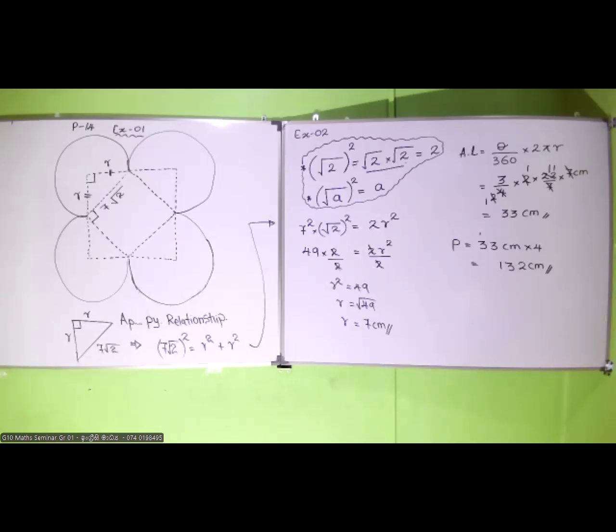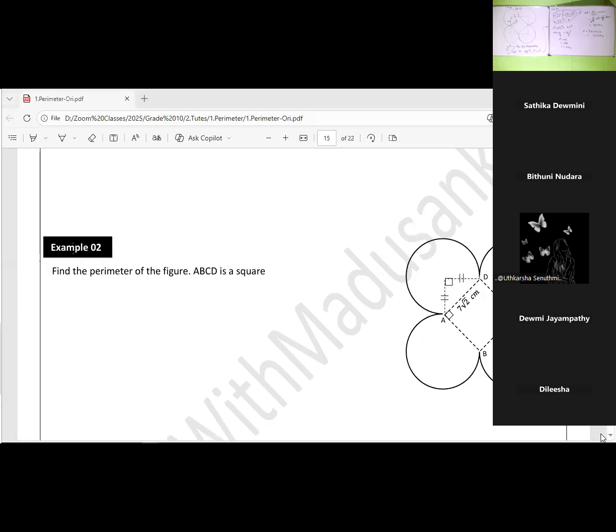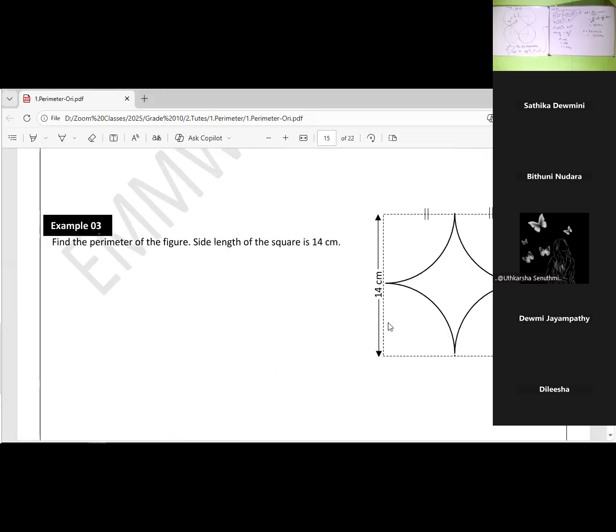Okay, I'll share the screen. Do this one. I want to see who finishes first and send me the answer. Find the perimeter. For the perimeter, these dash lines are not included, and these things are not included. Only the thick part. This is a star. Send me the answer to the chat. I will give you 2 minutes.